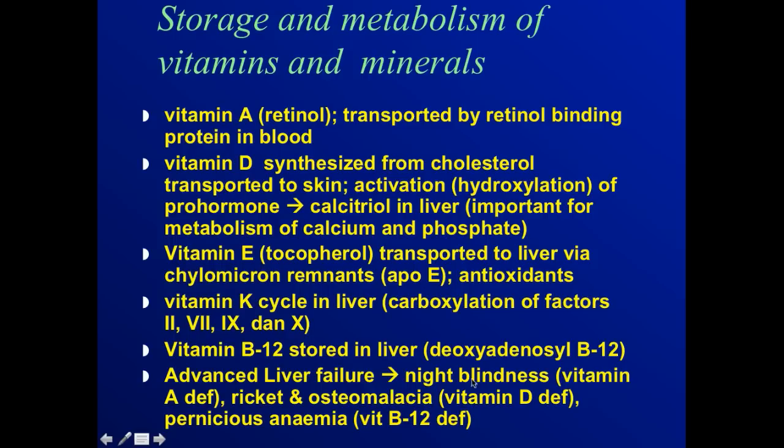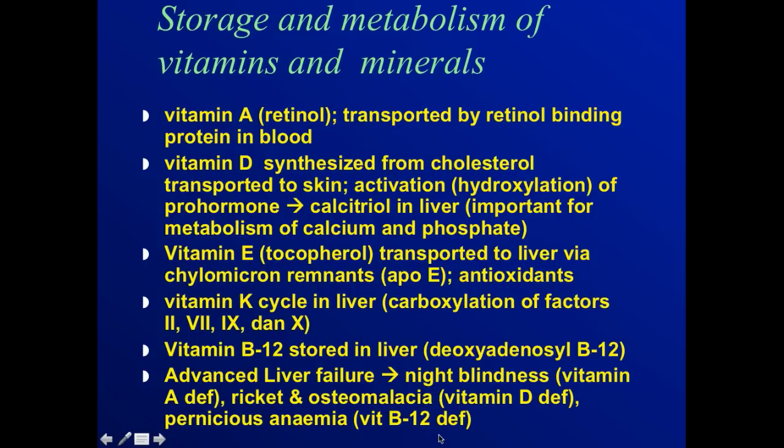For example, it will cause night blindness when you do not have enough vitamin A. It will cause rickets and osteomalacia when you do not have enough vitamin D. And it will cause pernicious anemia if there is a lack of vitamin B12, because your liver cannot store the B12.